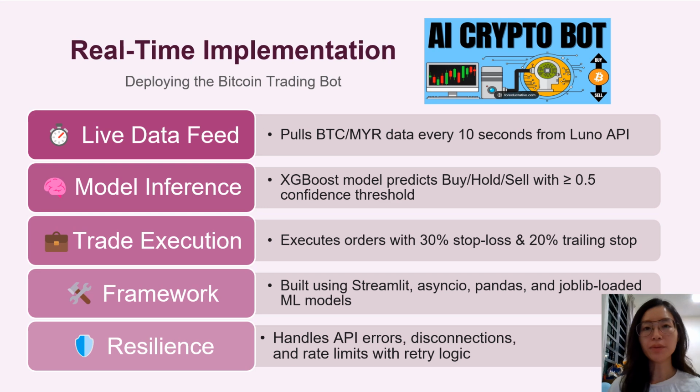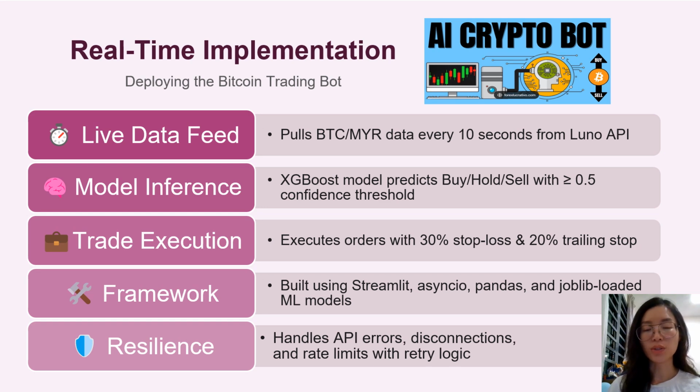After completing model backtesting, we transition to real-time deployment. The bot fetches Bitcoin MYR data every 10 seconds from the Luno API and feeds it into our trained XGBoost model to generate buy, hold, or sell signals.